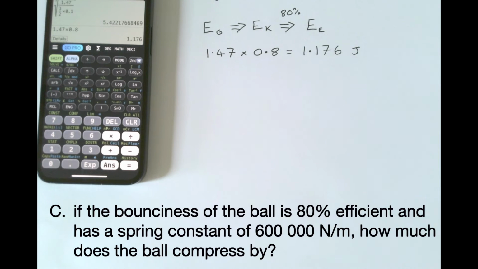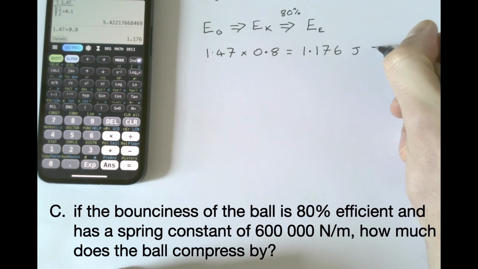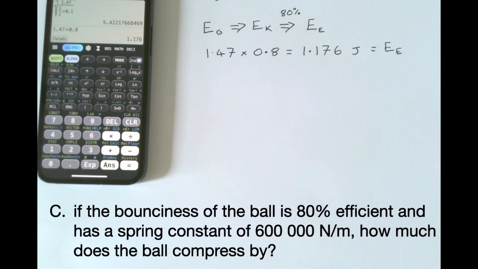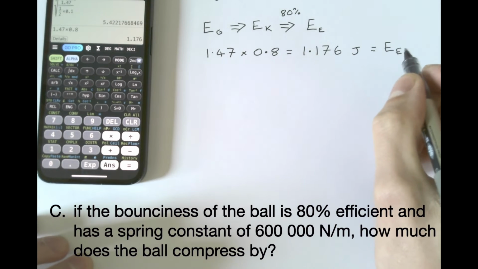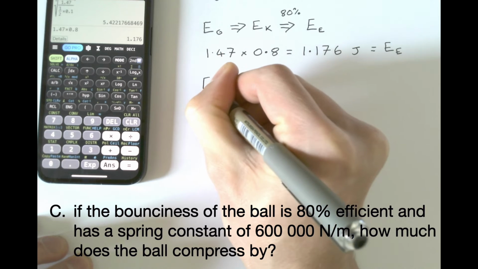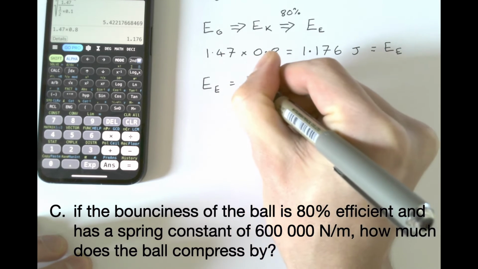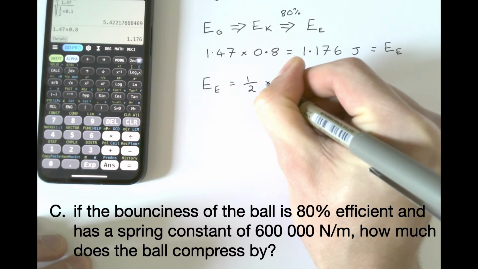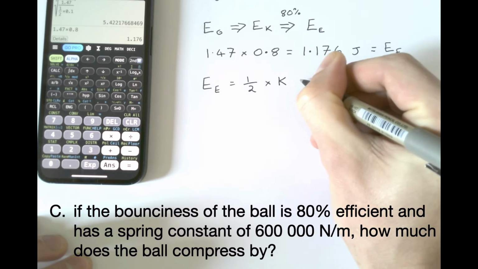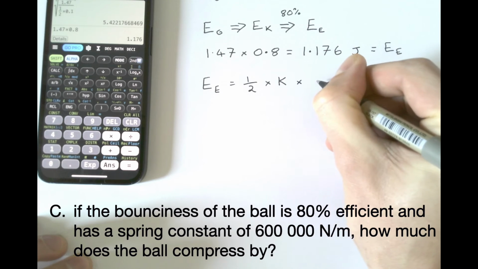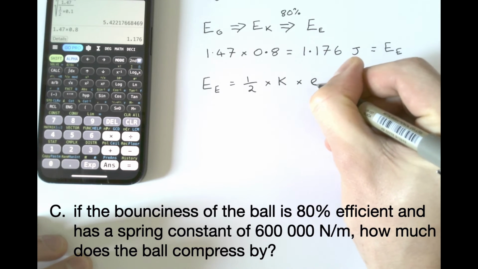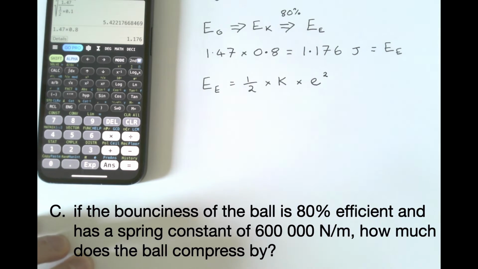Now, let me just clarify, that is the elastic energy. And it says that this ball has a spring constant of 600,000. So let's write out our equation for elastic potential energy now. And that was half times k, which is the spring constant, times the extension, or how much it's been squashed, squared. And that's what we're looking for again.